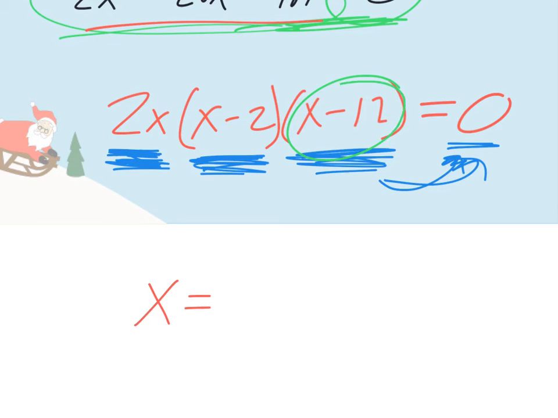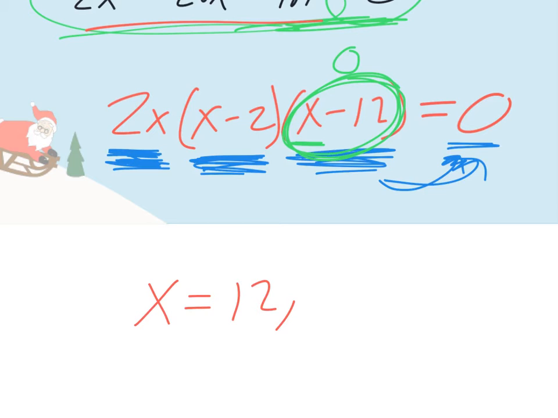Let's start with this one over here, okay? Look at this binomial. What could I put into x? Minus 12 from it, and that would make this binomial right here 0. Well, there's only one number, right? 12. If I put 12 in here, 12 minus 12 would make 0. So that's one of our solutions.